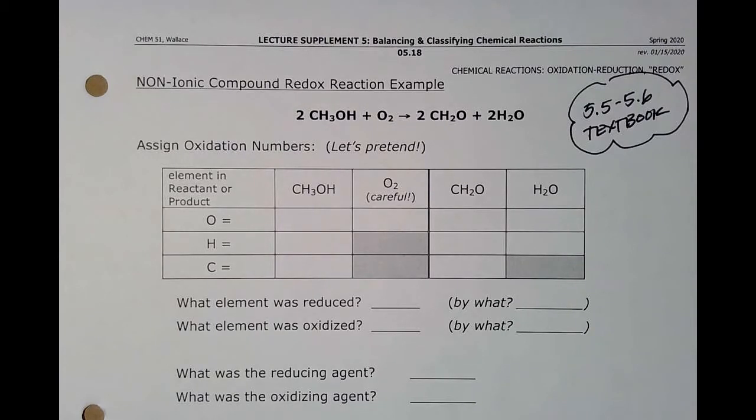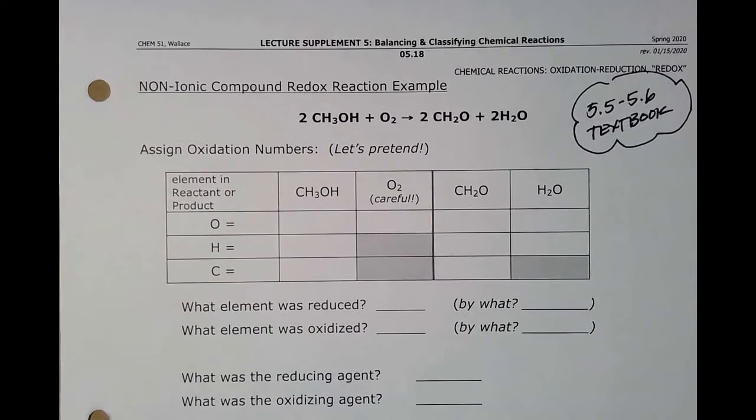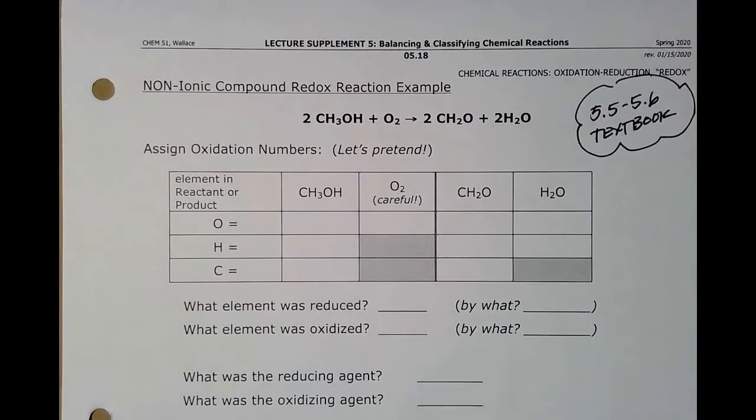All right, folks, this section we're going to finish up redox, section 5.5, 5.6 in your textbook. So I'm looking at page 5.18, and now we're back looking at that reaction that's only molecular compounds. There's no ionic compounds. So at first it doesn't look like there are any charges that are changing, but remember we're going to assign these sort of magic oxidation numbers.